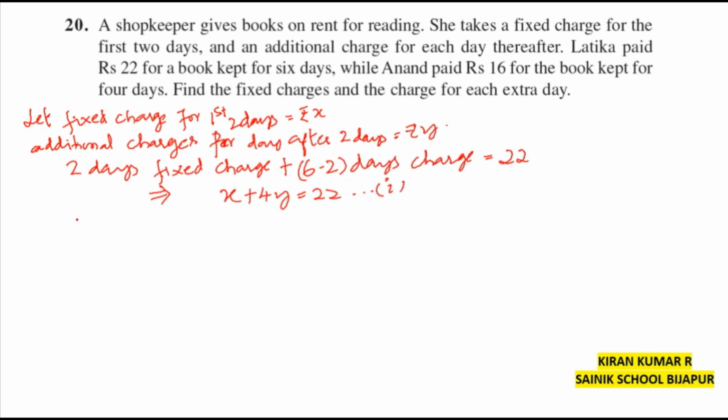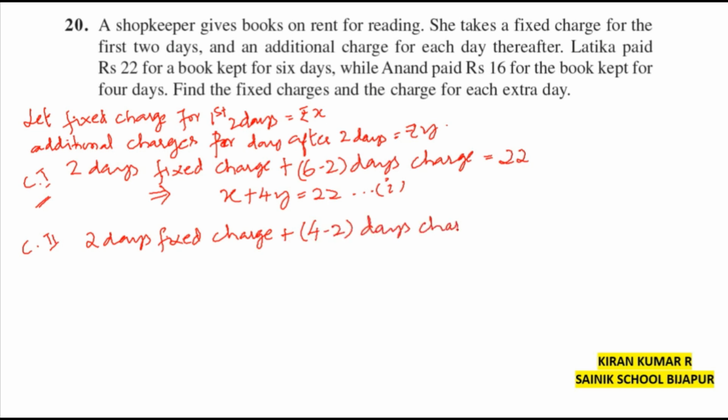Anand paid Rs 16 for the book kept for 4 days. So this is condition 1. The condition 2 is he has paid 2 days fixed charge plus 4 minus 2 days charge, and he has given the amount Rs 16. So the equation becomes X plus 2Y equal to 16. This is our second equation.